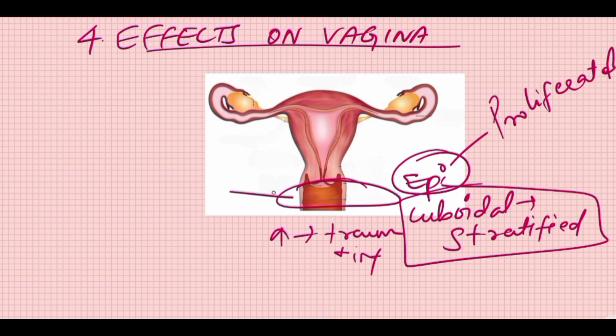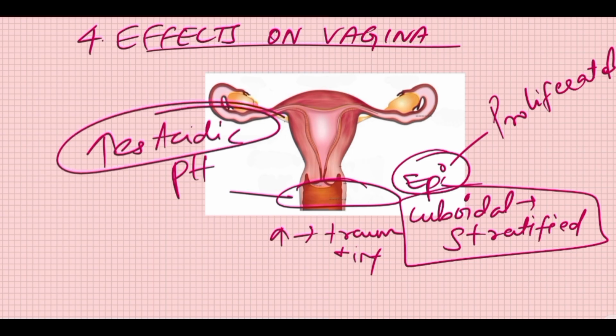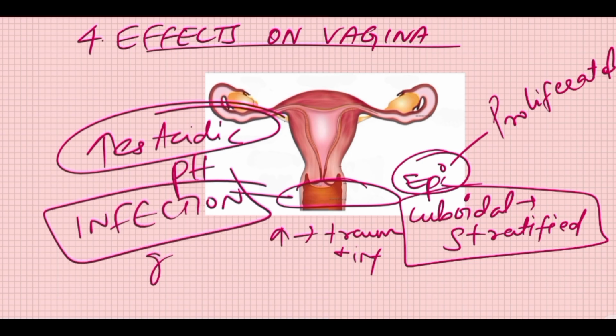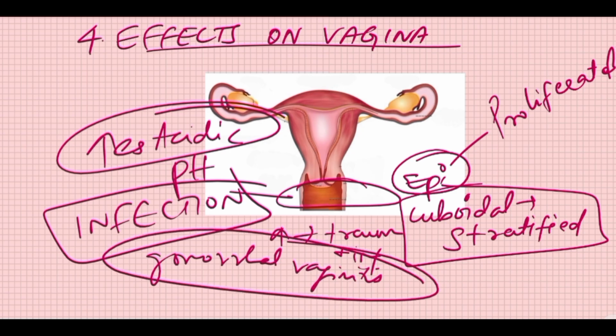The pH of the vagina changes, becoming more acidic in nature. All these changes are necessary to prevent infection. The most common infection is gonorrheal vaginitis. This is probably cured by the administration of estrogen.